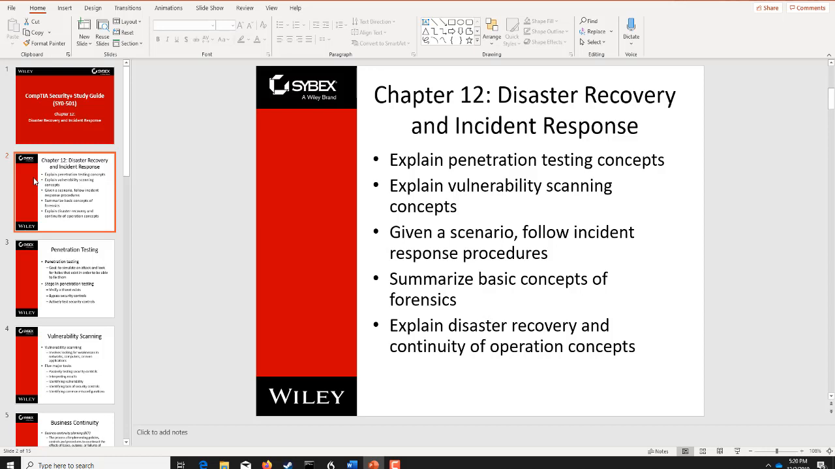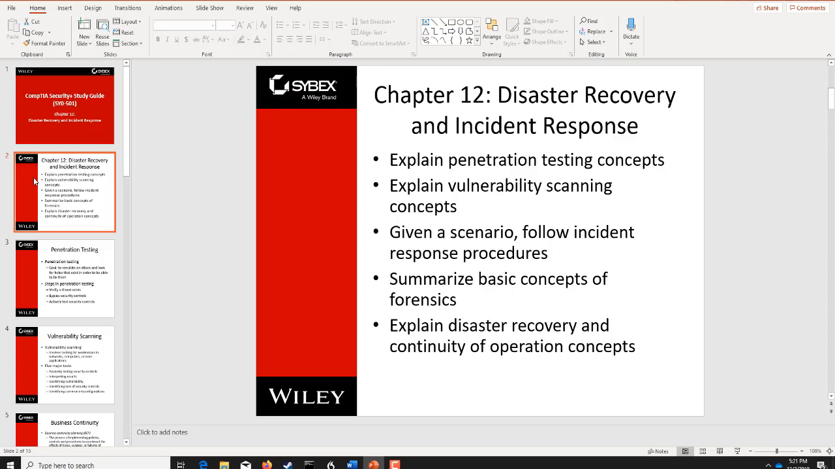So for the Security Plus exam, one of the things that you have to look at with Chapter 12 is explain pen testing concepts and vulnerability scanning concepts, and again, they give you a lot of different scenarios with that. So we're going to cover a few things in Chapter 12 that are also widely covered in 4710, but to much more depth in that course. So this is going to be at a very high level.